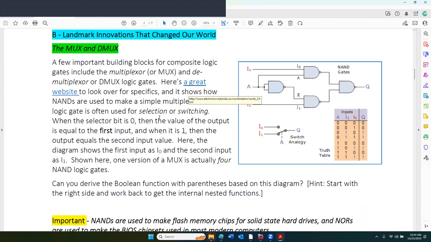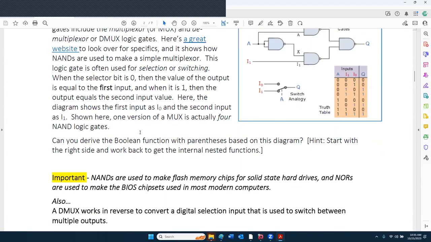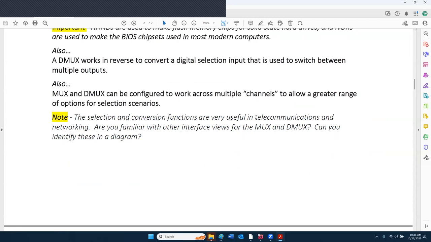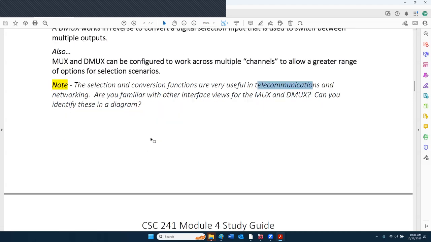So we've mentioned before that NANDs and NORs are used to build digital components generically. And this is just a refresher, but the MUX and D-multiplexer are two components that allow for digital communications. When you're able to switch, you're able to channel the flow of ones and zeros. There's a critical dependency when it comes to communications on that function. So we wouldn't have networking and telecommunications without multiplexers and demultiplexers.